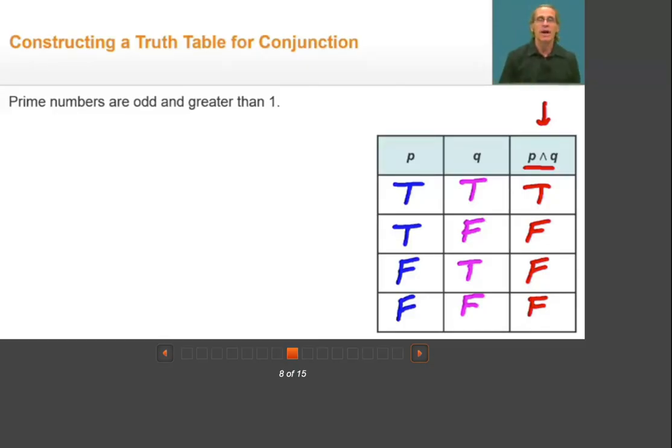Well, how does this apply to mathematics? Let's take a look at a compound statement, and here we have one shown. It says prime numbers are odd and greater than 1. So we could say prime numbers are odd and prime numbers are greater than 1. And when we do, we then form two statements. Prime numbers are odd, which we'll call P. Prime numbers are greater than 1, which we'll call Q.